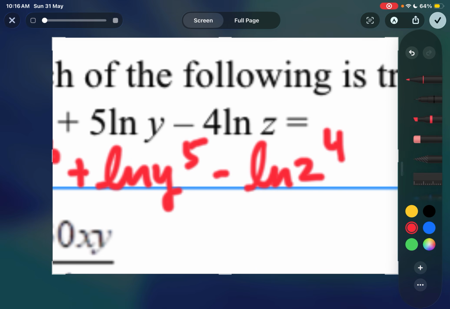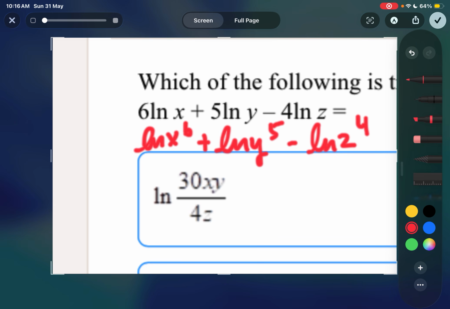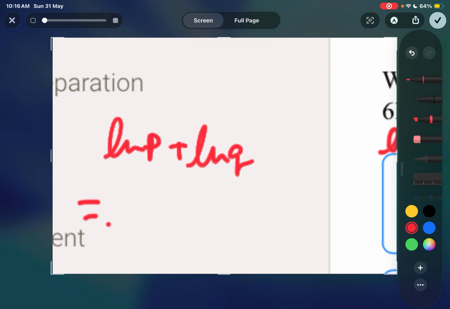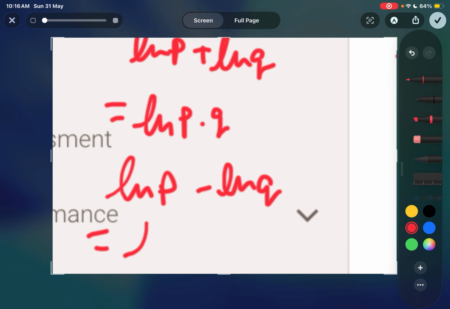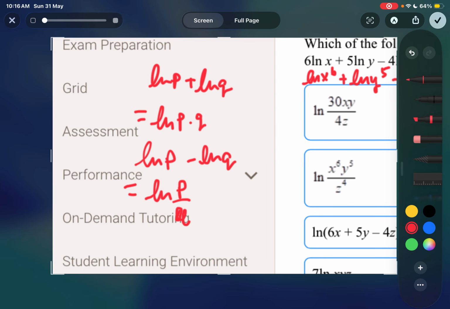Now here, when you have two ln adding each other, you can multiply their arguments. Look, ln of p plus ln of q is equal to ln of p times q. And if it was ln of p minus ln of q, it will be equal to ln of p over q. Okay, it's very simple.